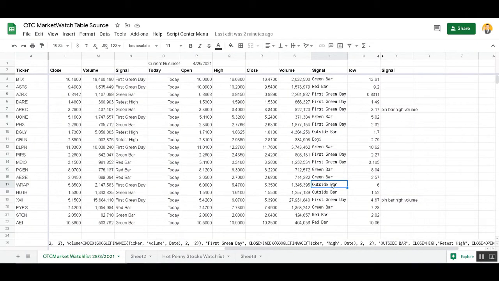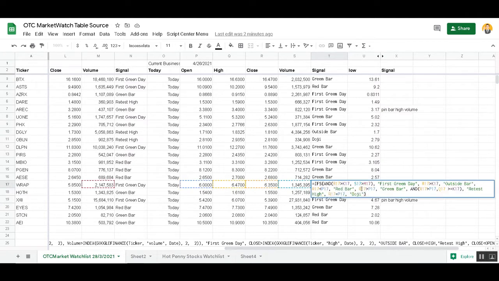Let's look at how I calculate. Okay, it looks complicated. Let's go through one by one. Okay, because I need a couple of calculations to give me the value of outside bar. What I meant was, in order to calculate an outside bar, I would clearly think that the closing price of the day has to be above the high of the previous day.